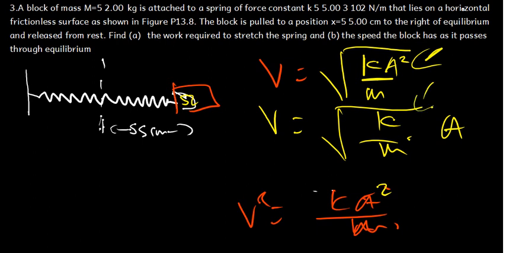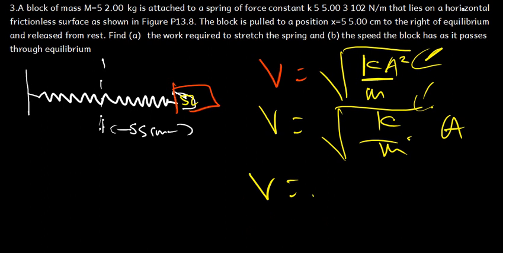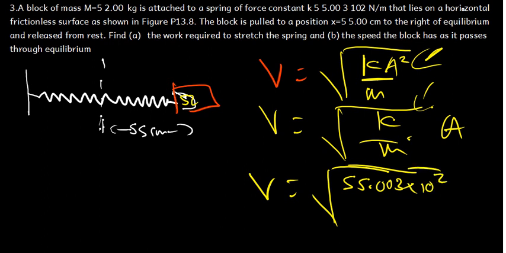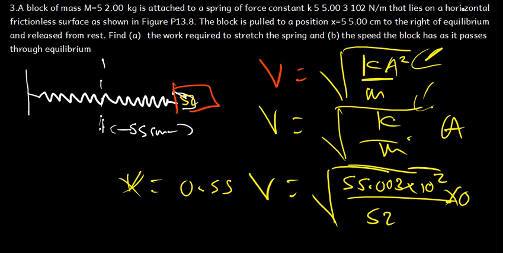Now from there we are going to say that the velocity is going to be equal to our k value. We have been told that it is 55.003 times 10 raised to the power 2. We divide this one by the mass, which is 52, then times the amplitude. The amplitude in this case is going to be the same as the x. So we're going to have 0.55 in meters.